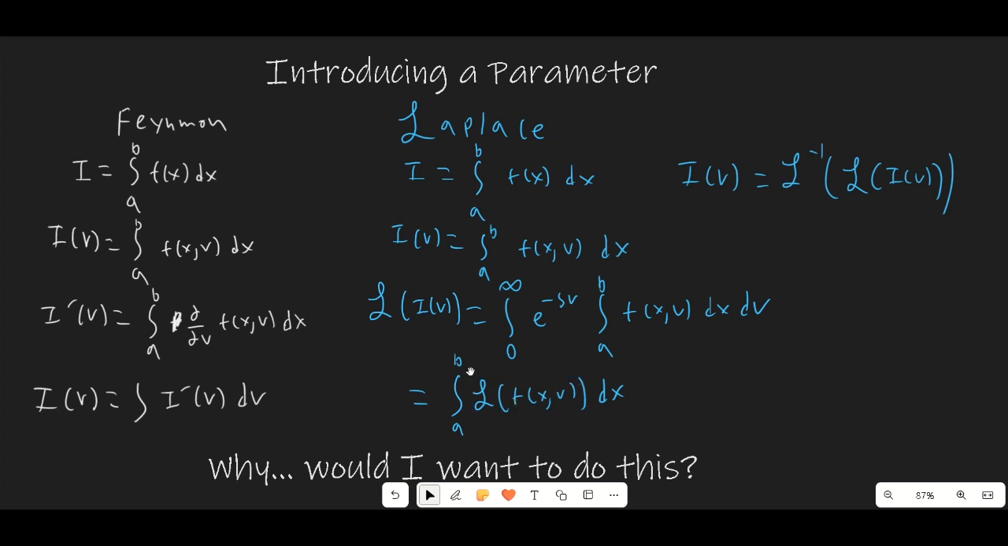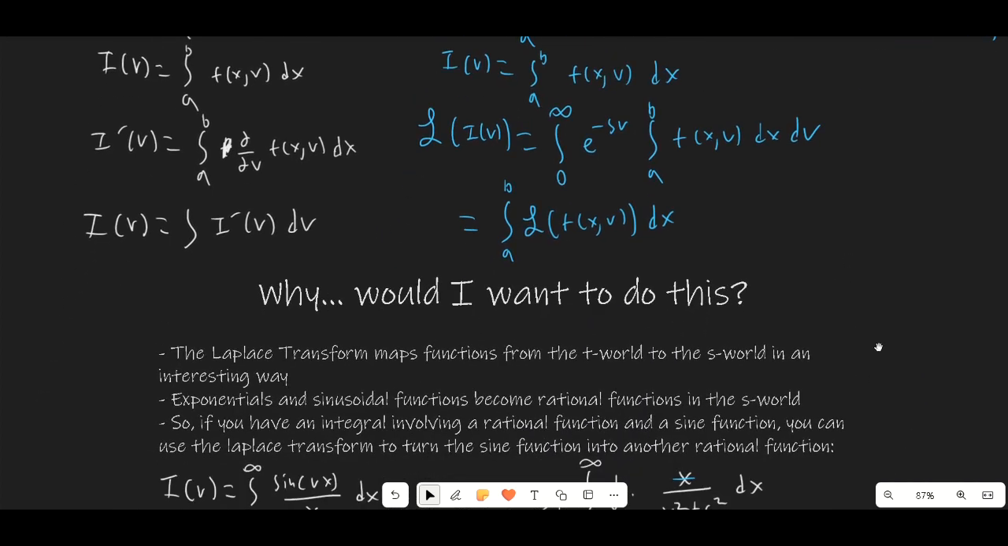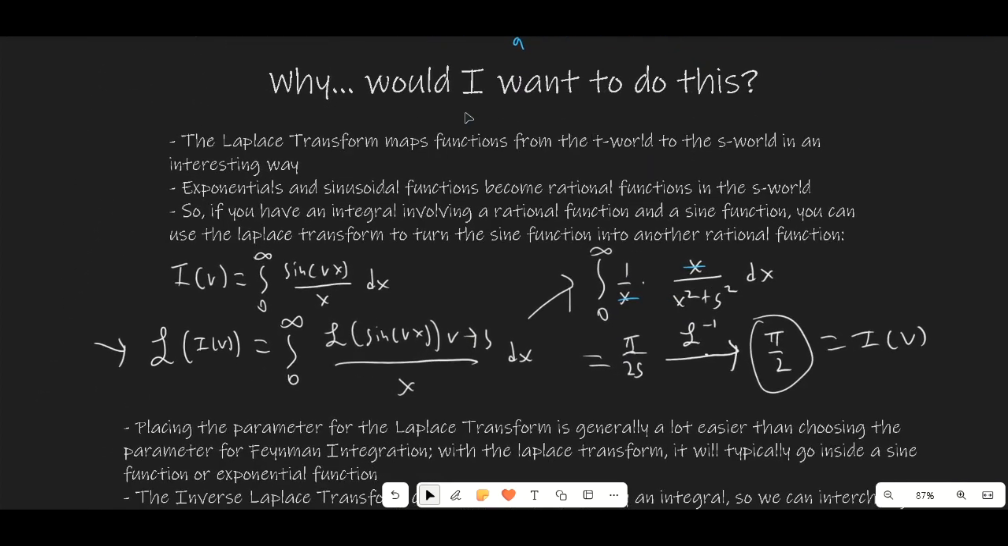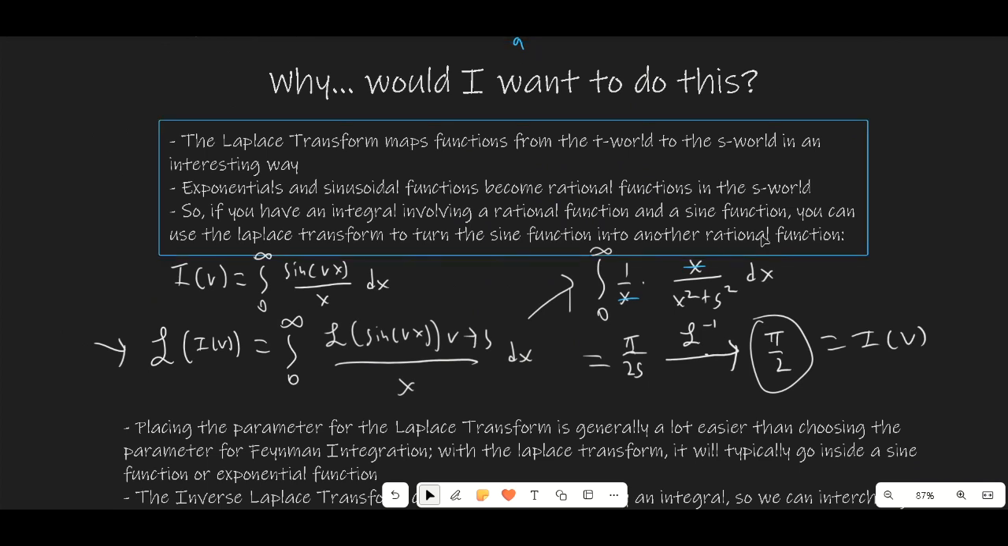Sometimes integrating this Laplace transform is a little bit easier, and then once we have the Laplace transform of I of v, we just take the inverse Laplace transform on both sides. I have this right here, and I think it's kind of funny. Why would I want to do this? Because it sounds like taking the Laplace transform and then the inverse Laplace transform just makes everything more complicated, right?